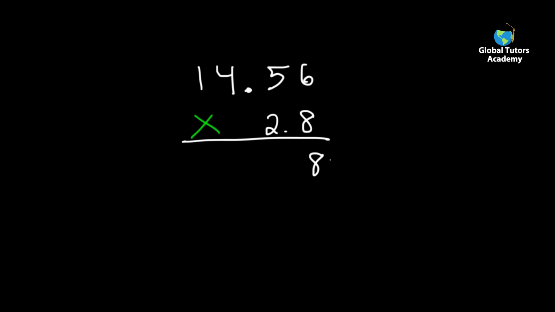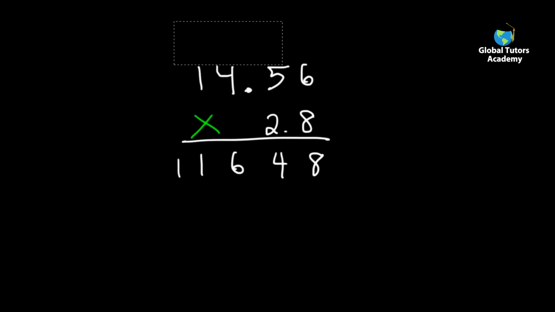Next we have 8 times 5, which is 40 plus 4. So that's 44. We're going to carry over the next 4. And then 8 times 4 is 32 plus 4, that's 36. So let's write 6 and then carry over the 3. 8 times 1 is 8 plus 3, that's 11. So now let's get rid of these numbers.